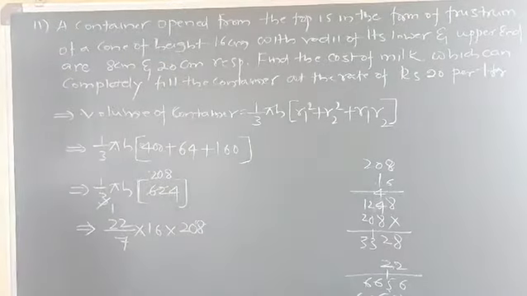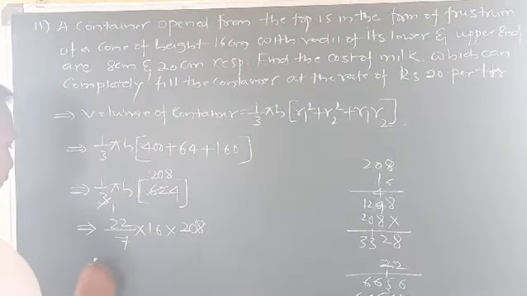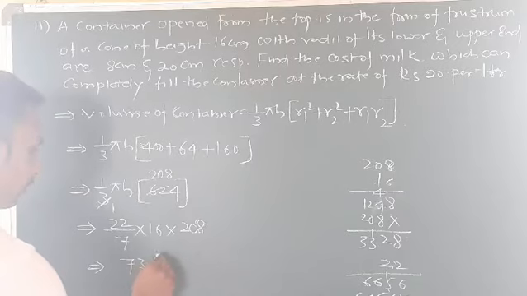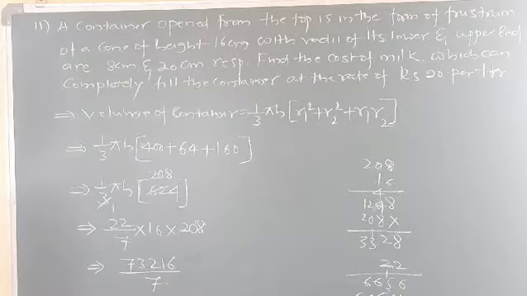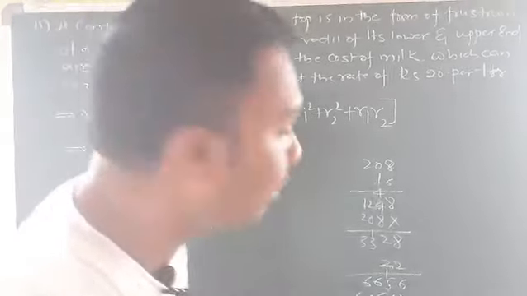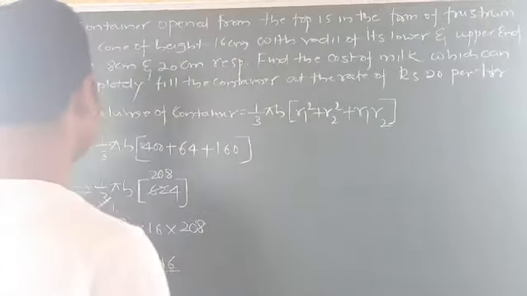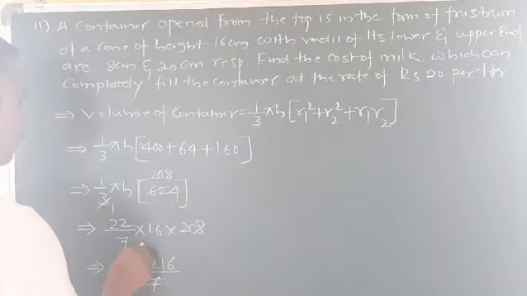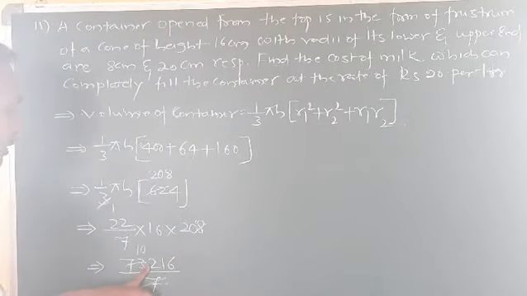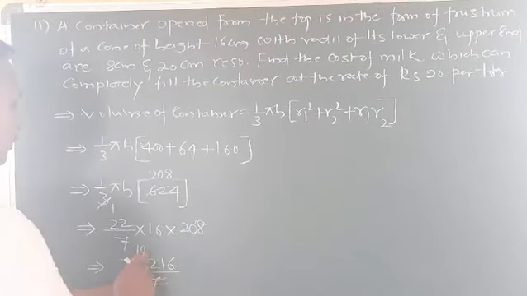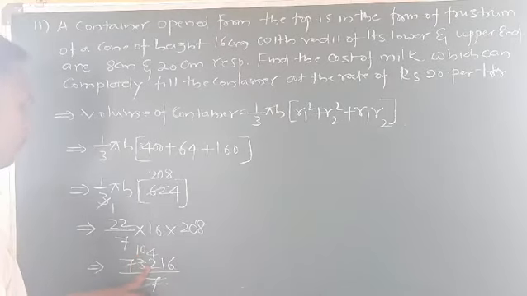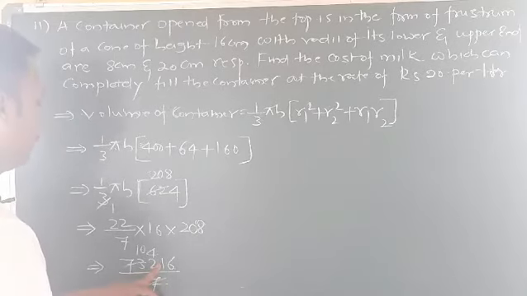So now we get 73216 by 7. Once we got this much, we need to divide this one. 7 threes are 21, remaining 3, so 32. 32 means we'll get here 4, 7 fours are 28, and again remaining 4. 4 remaining means 41.